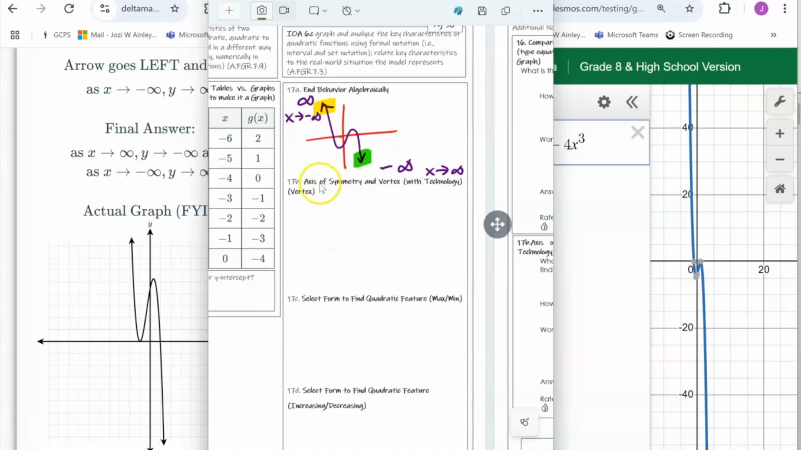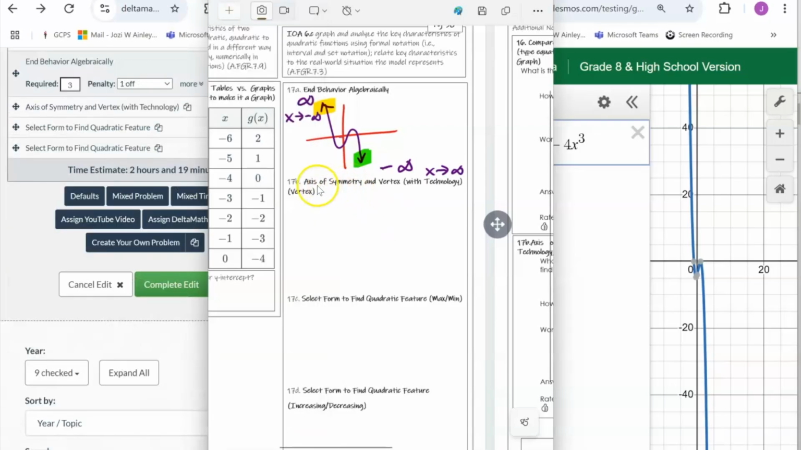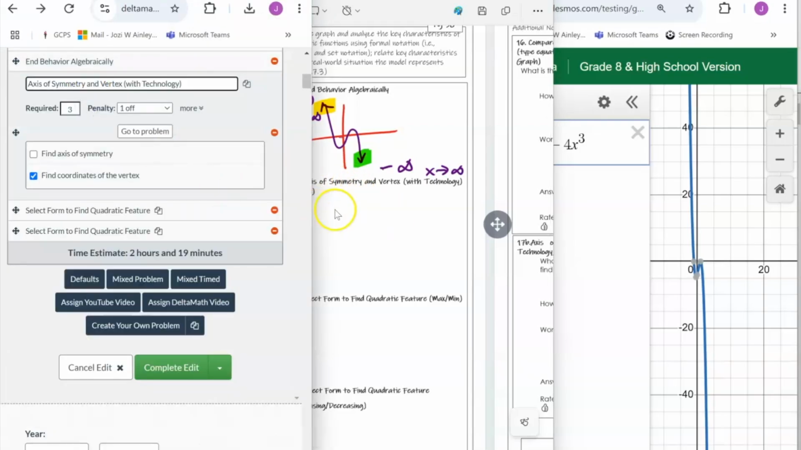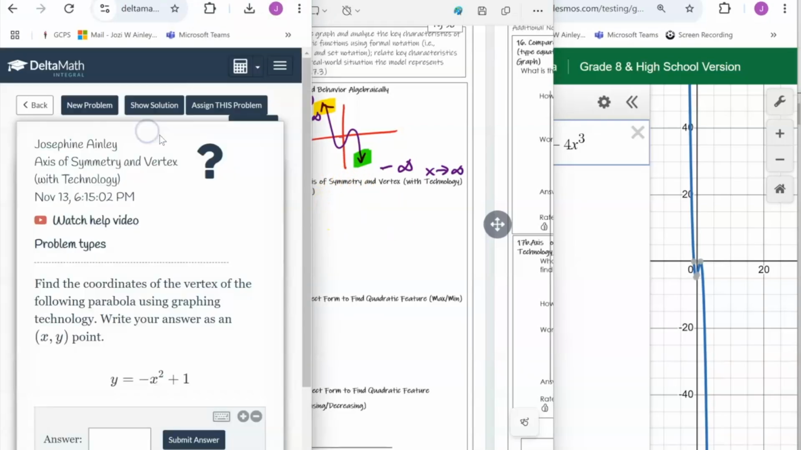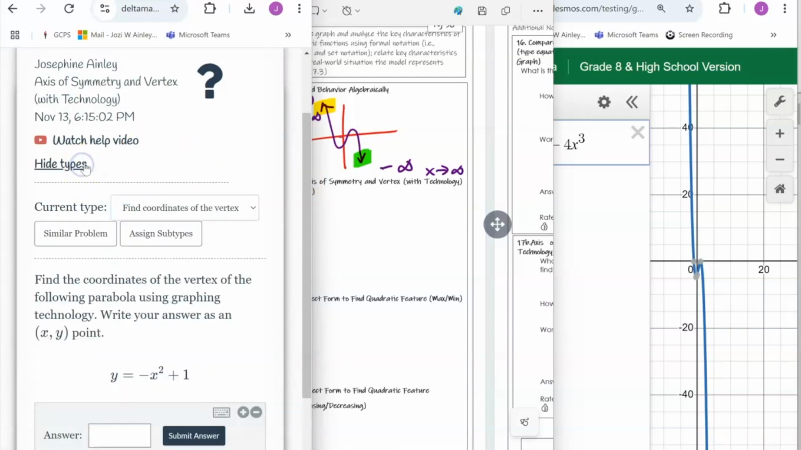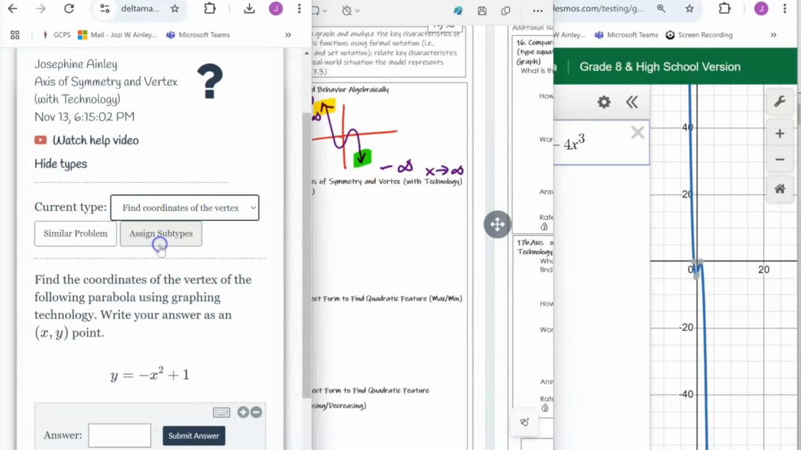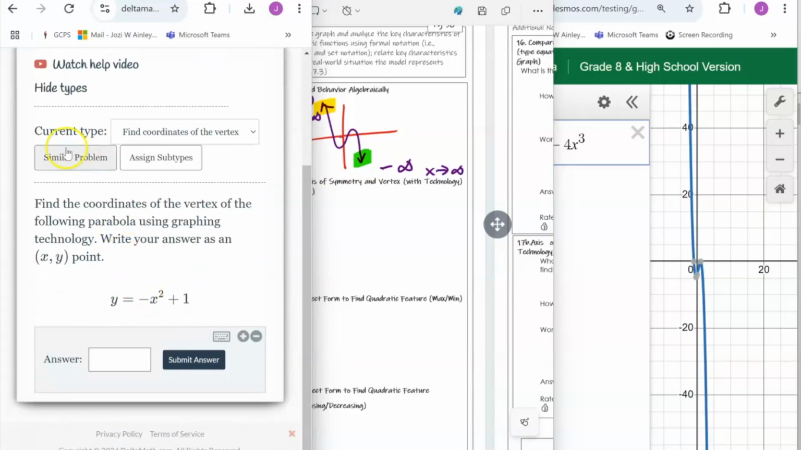Let's take a look at axis of symmetry. All right, so we're going to take a look at the next one, which is going to be axis of symmetry. So you're going to click on axis of symmetry and you're going to practice a question on that. All right, so they're going to give you whatever they're going to give you. I said specifically on Vertex, so I'm going to choose the one that says Vertex. So this is a Vertex problem.